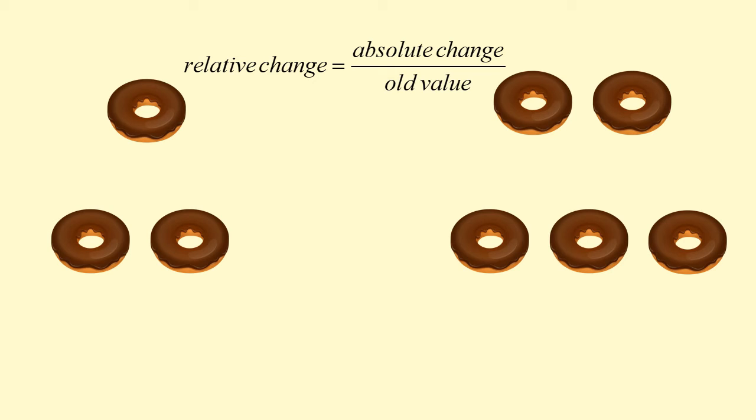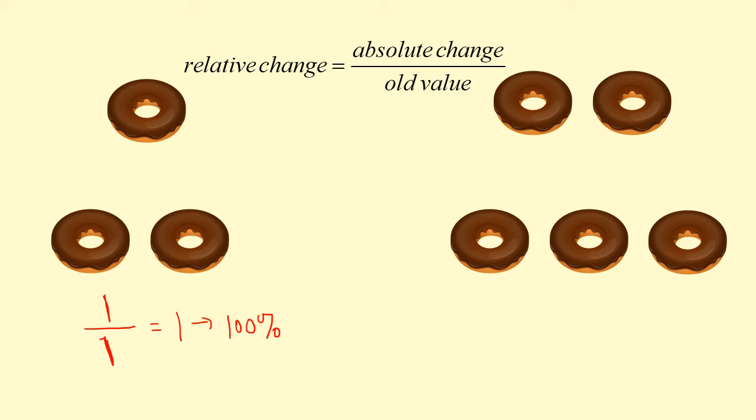So back to our donuts. In the left-hand situation, the amount of the change in number of donuts was 1. We did a subtraction and saw that the change was 1. And when we compare that to the original number of donuts, which was 1 donut, we see that 1 over 1 is equal to 1, or 100%. So that person experienced a 100% increase in the number of donuts that they had.